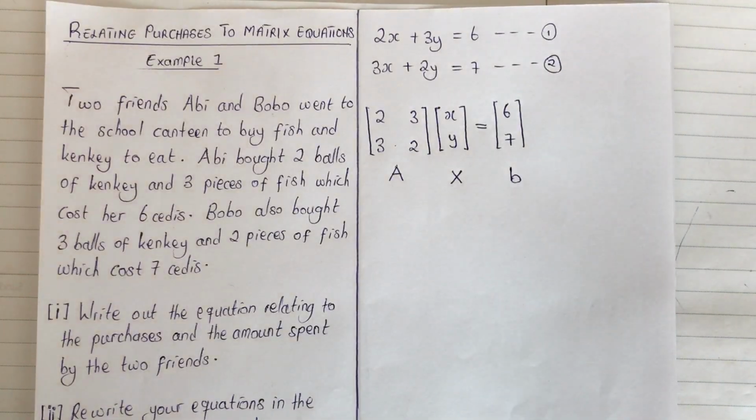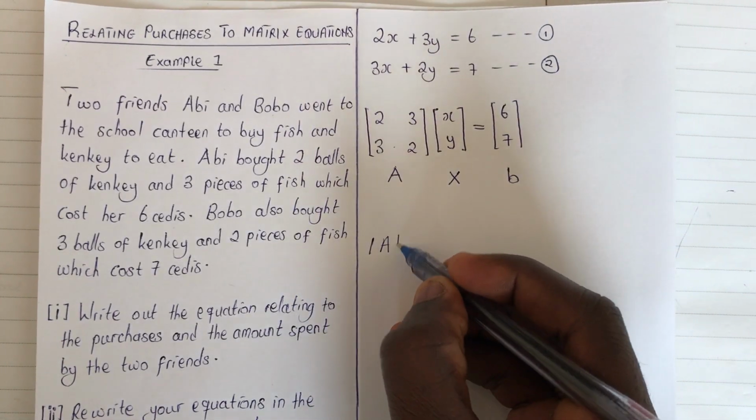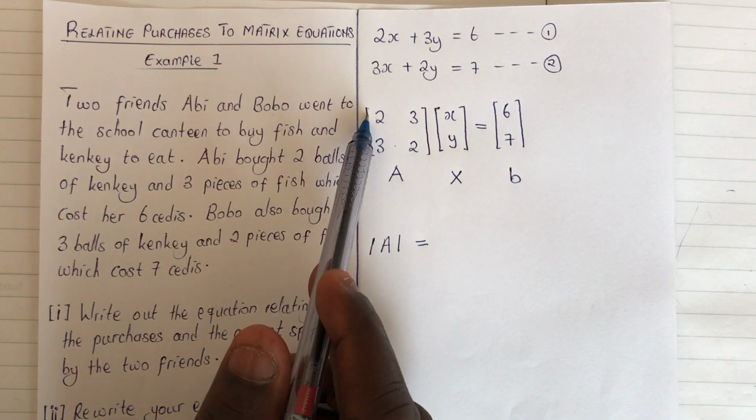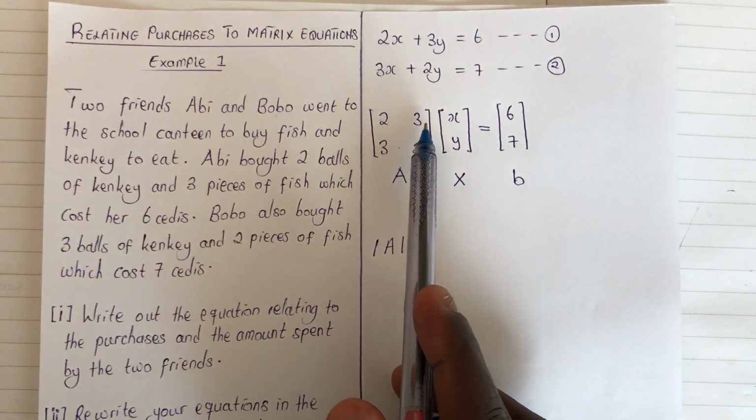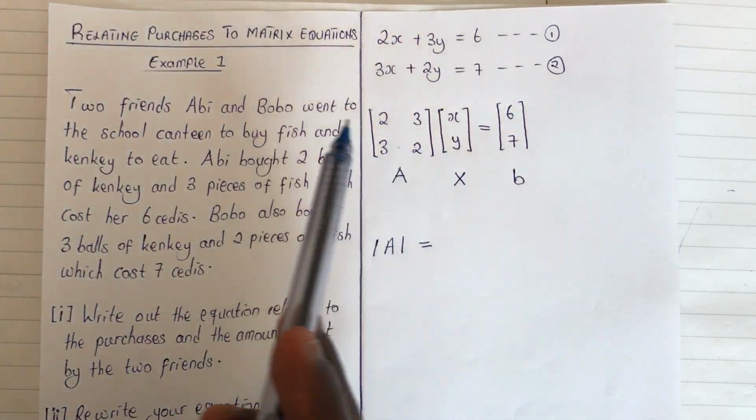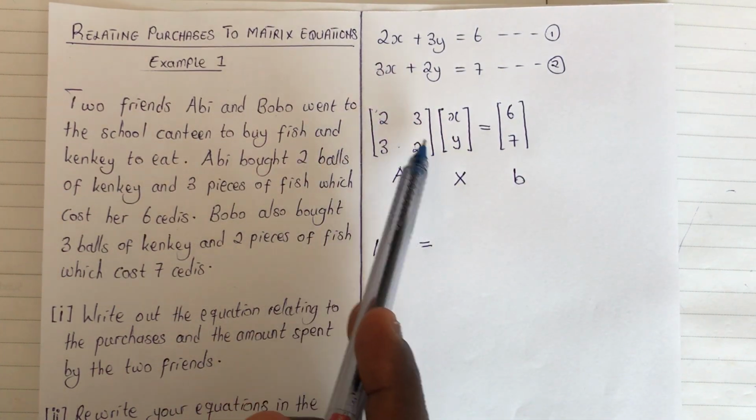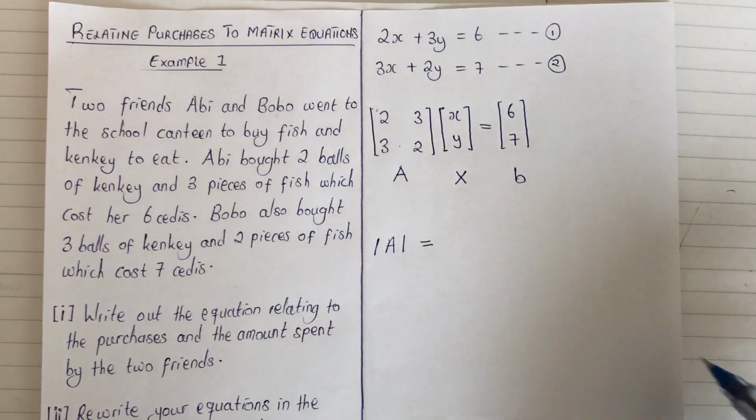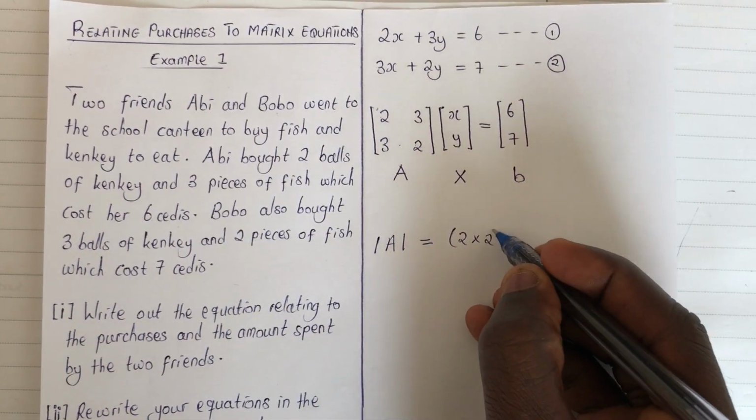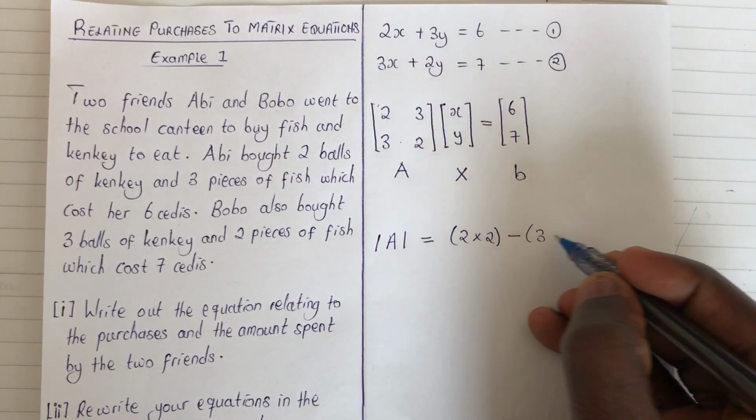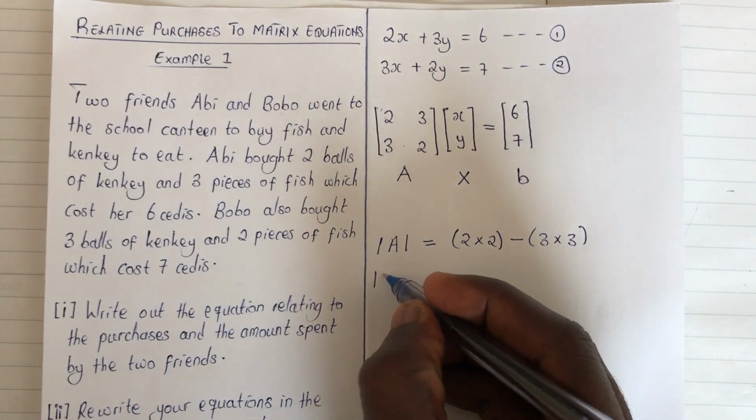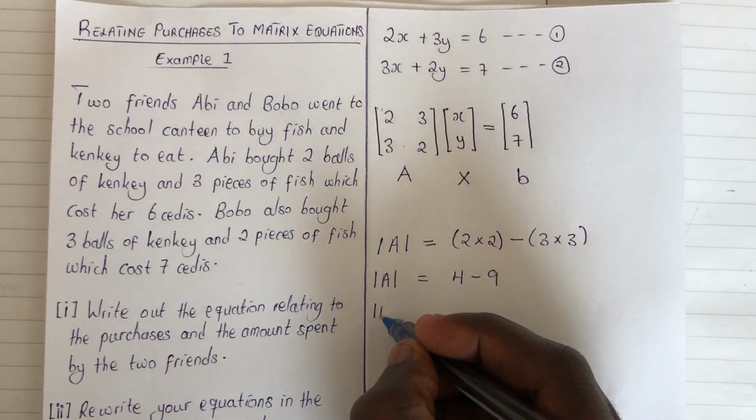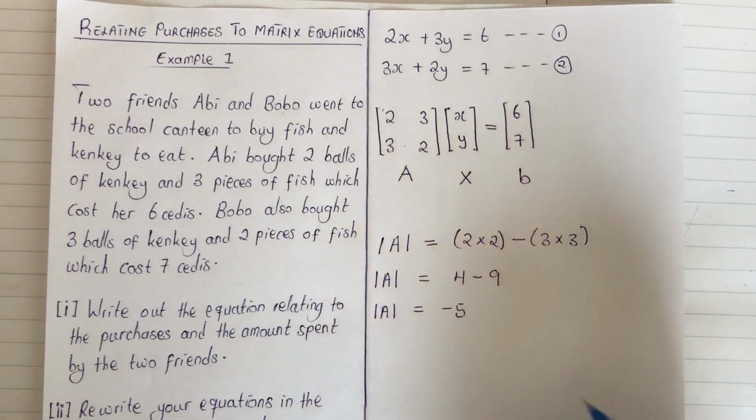So first, let's find the determinant of A. In this diagonal, 2 times 2, whatever you have in this diagonal, minus 3 times 3, whatever you have here. Remember, it is always the multiplication of this side minus the multiplication of that side. So we have 2 times 2 minus 3 times 3. So determinant of A is giving us 4 minus 9. Determinant of A equals -5.